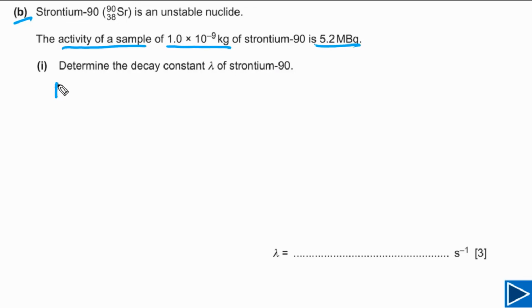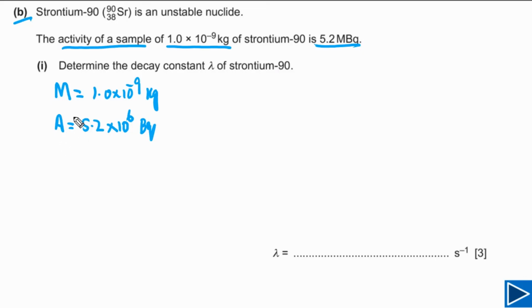So first of all, let's write down what is mass of the sample. Mass of the sample is 1.0 times 10 to negative 9 kgs, and activity of the sample is also given. So simply we can say A is given, this is equal to 5.2 megabq. So simply we can say this is 5.2 times 10 to 6 bq. Bq is unit of activity becquerel, and 1 becquerel is equal to 1 decay per second.